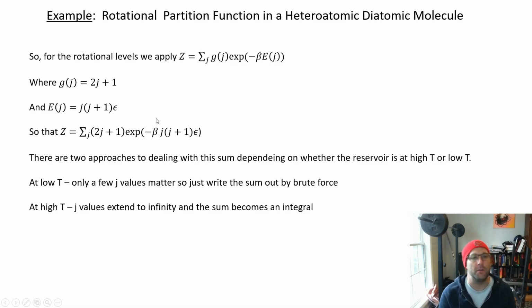So there are two ways you can deal with this, and it kind of depends on whether you're at high temperature or low temperature. At low temperature, the assumption would be that there are only a few of these J values that are really going to matter. And so you can just write out the sum. It'll have a few terms in it and you just deal with it. In fact, that's a generic approach. You can always just try to do the sum, so it probably works at intermediate temperature as well. But at high temperature, we can actually make an approximation where the J values extend to infinity and turn the sum into an integral.